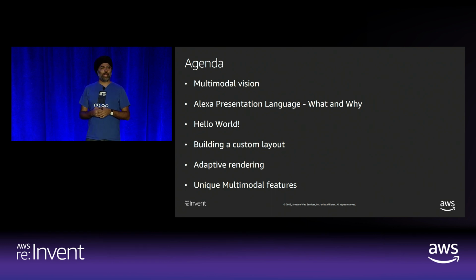We're also going to talk about adaptive rendering, because there's many Alexa devices with screens, different shapes and sizes. How do you adapt to each of those devices? And finally, I'm going to talk through some unique multimodal features. This is where APL really shines, because it is able to combine voice and visuals to do some very interesting things. We'll see what they are in a moment.